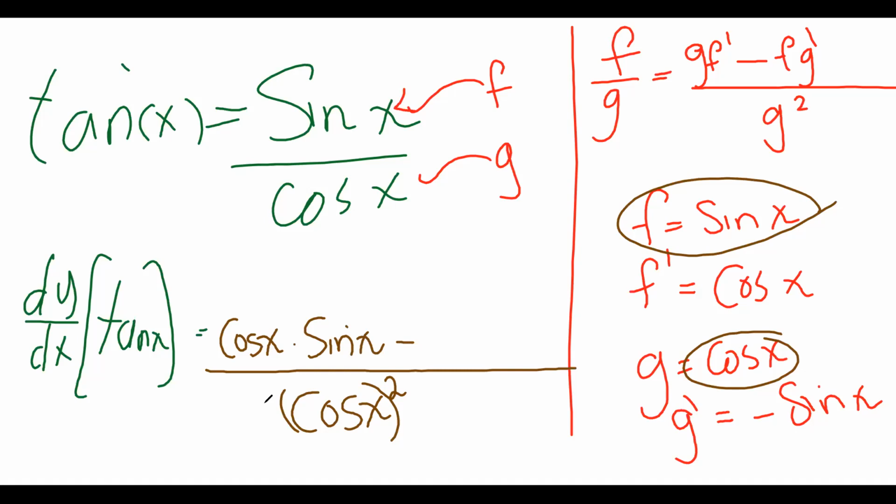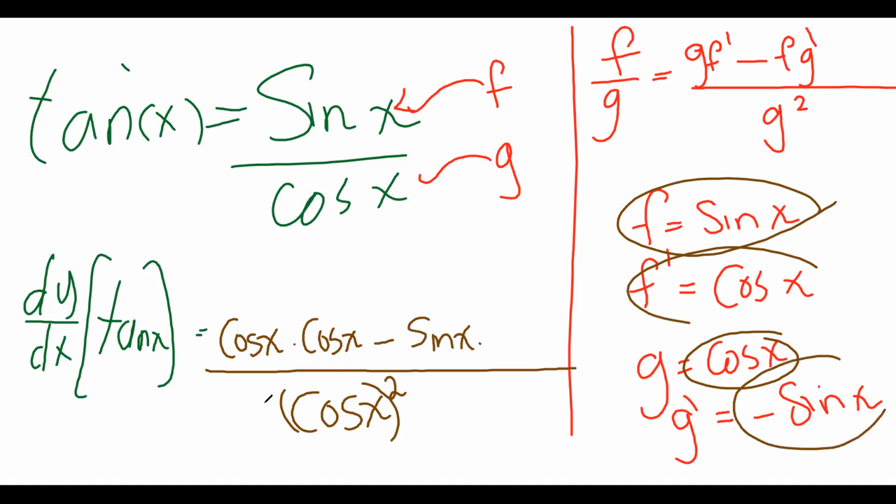Wait, I said cosine times cosine because it was f prime. Cosine times cosine minus f, which is sine, times g prime. Where's g prime? It's negative sine x.